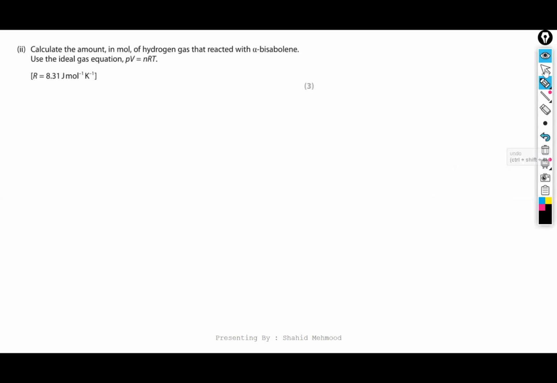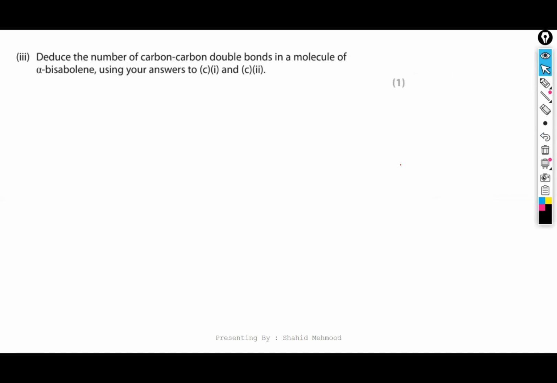alpha bisabolene, which we calculated before. Now deduce the number of carbon-carbon double bonds in a molecule of alpha bisabolene using your answers to C1 and C2. So look at here. If you look at it, ene is written at the end, so we'll just say that it is an alkene, and then it combines with hydrogen, and we will get the respective alkane. So the unsaturated will change into saturated.